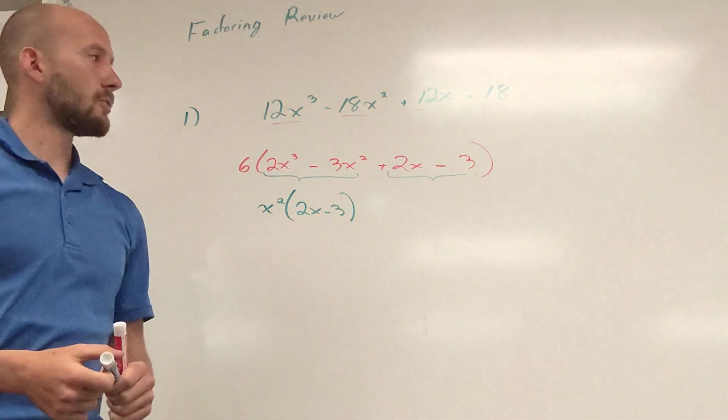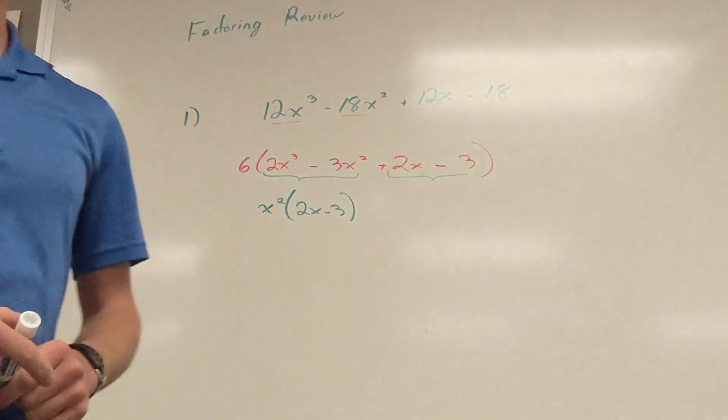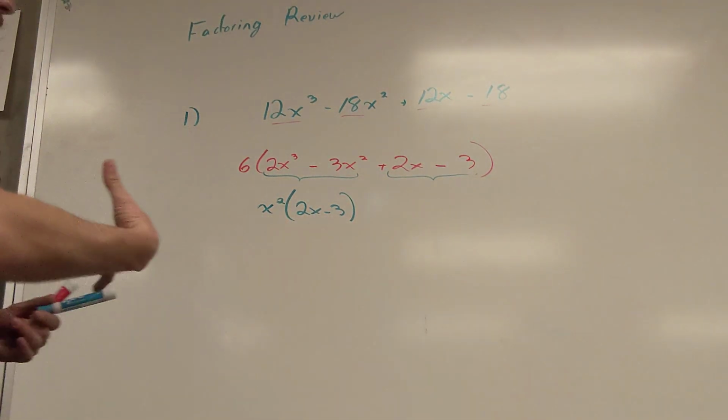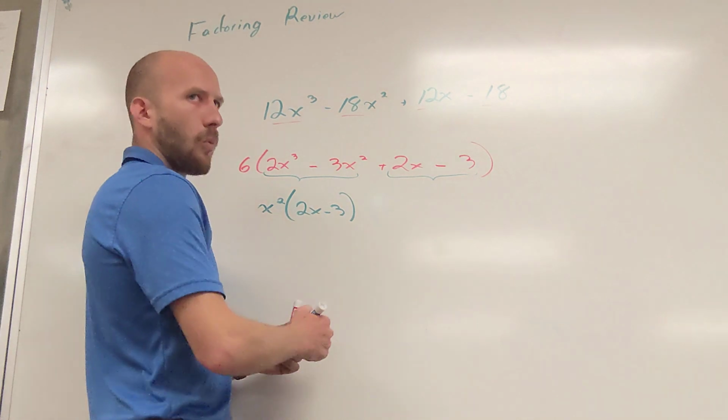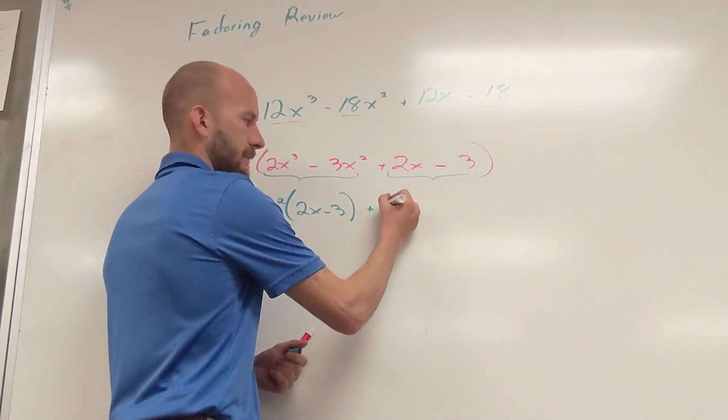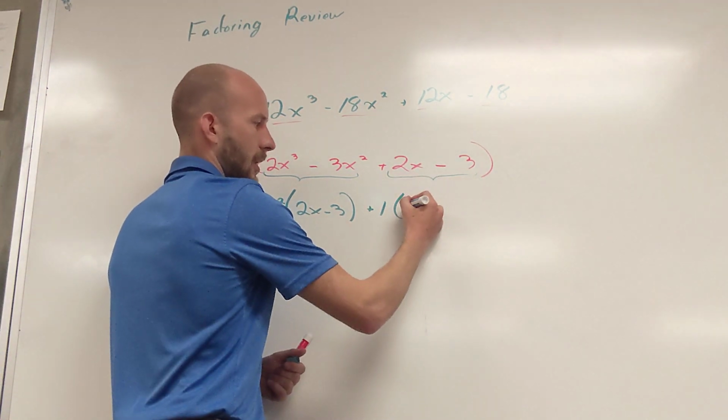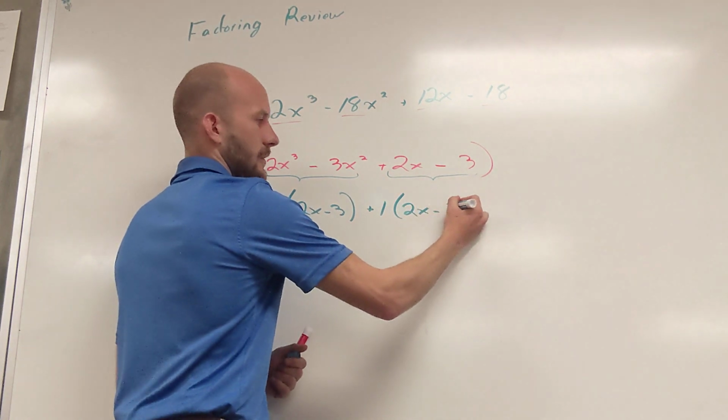And then I go to the second 2 terms. Do those have a GCF? No, but for grouping, if they just have a GCF of 1, we're going to put that. And so if I divide by 1, I still get 2x minus 3.